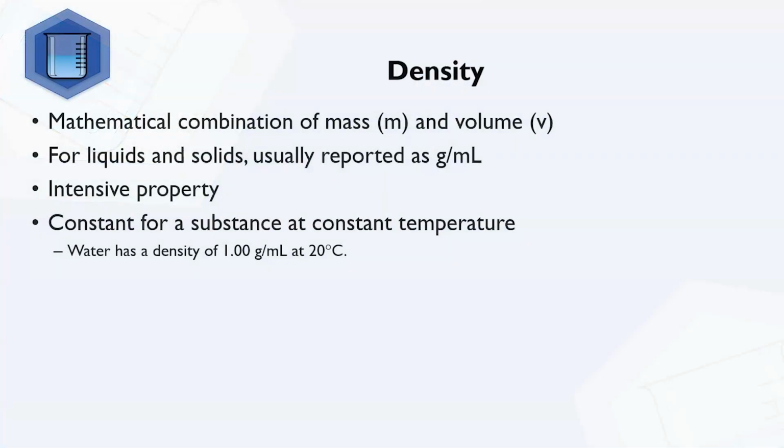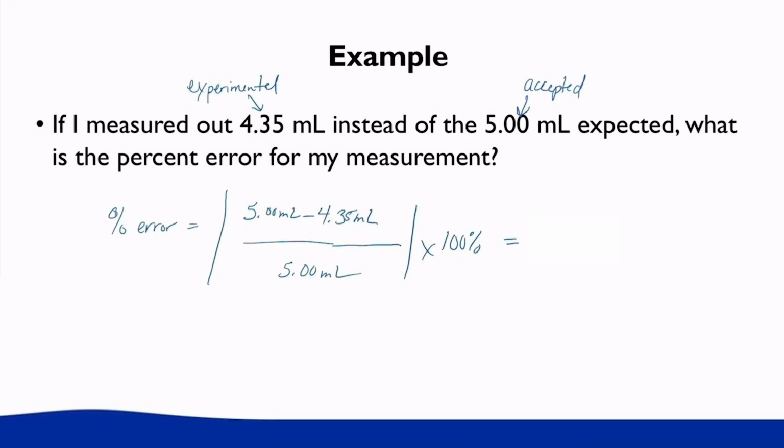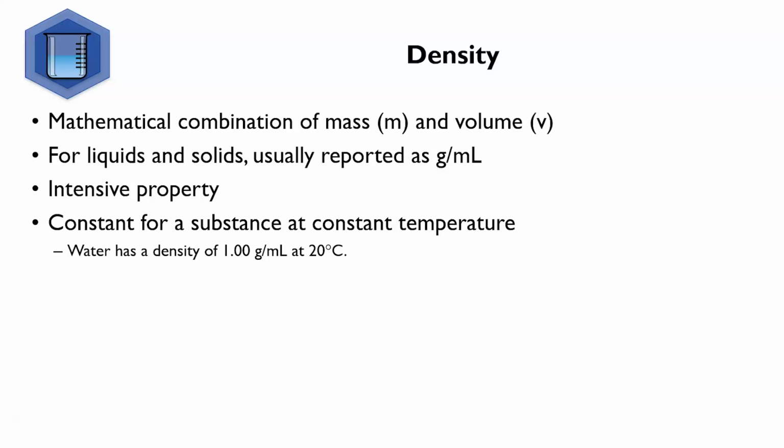Density. So now we're getting to density, which is what we're actually going to be determining for aluminum. We're going to use the mathematical combination of mass and volume. In general, for most liquids and solids, it's reported in grams per milliliter.